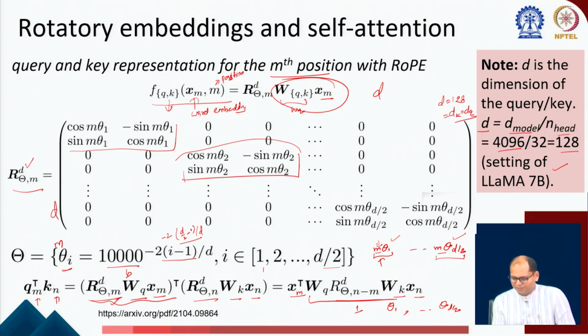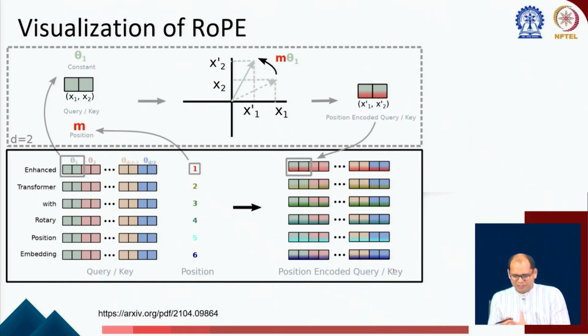So this changes. Earlier it was just W q and W k. Now you have an additional rotary term coming in between. So that's how you apply it. Now we can also visualize this. This is for the 2-dimension case. Let's say my query and key are 2-dimensional. Remember, for every 2 dimensions we have one angle. So if we have d dimensions, we have d by 2 angles. For 2 dimensions we have only one angle, theta 1, that is constant.